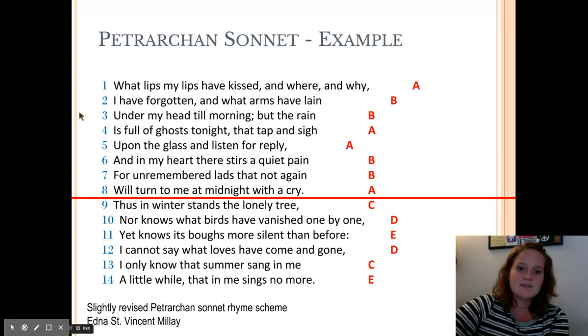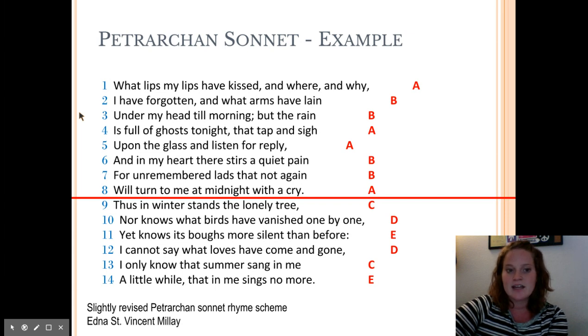What my lips have kissed, and where, and why, I have forgotten, and what arms have lain under my head till morning. But the rain is full of ghosts tonight, that tap and sigh upon the glass and listen for reply. And in my heart there stirs a quiet pain for unremembered lads that not again will turn to me at midnight with a cry.